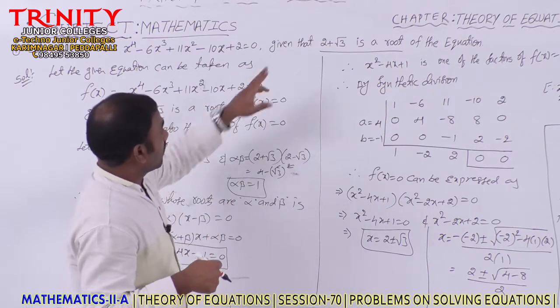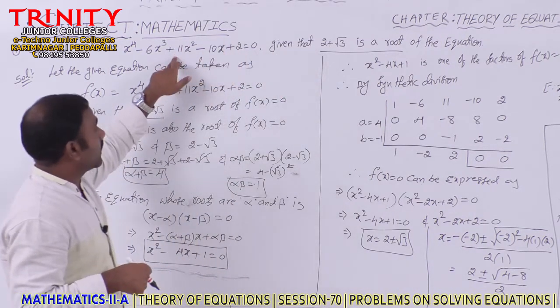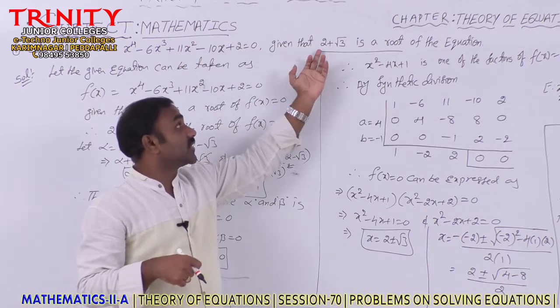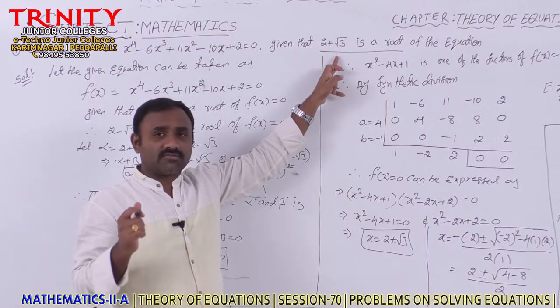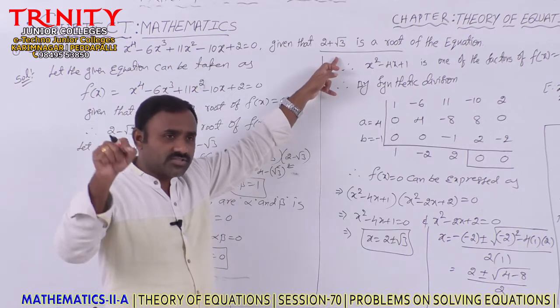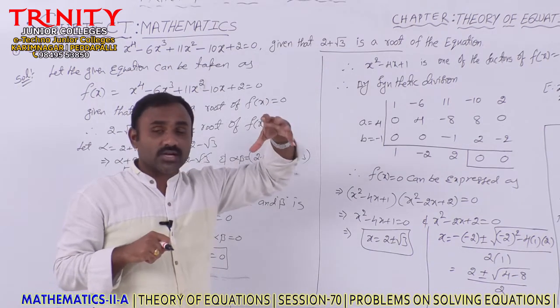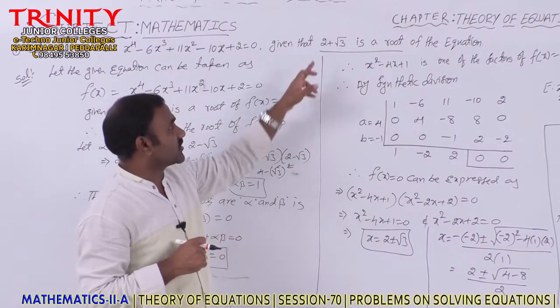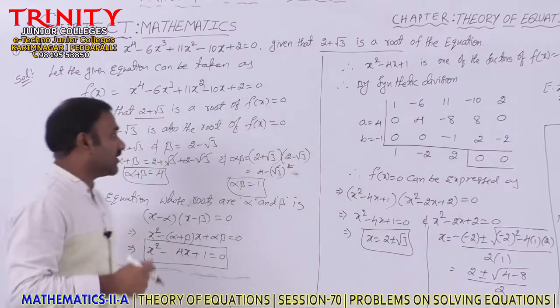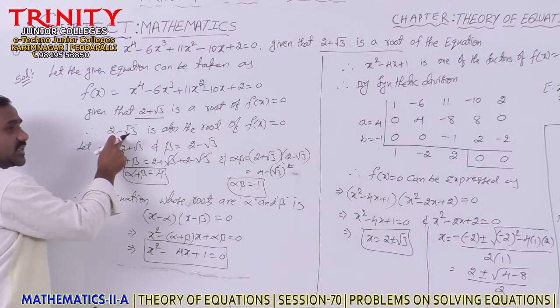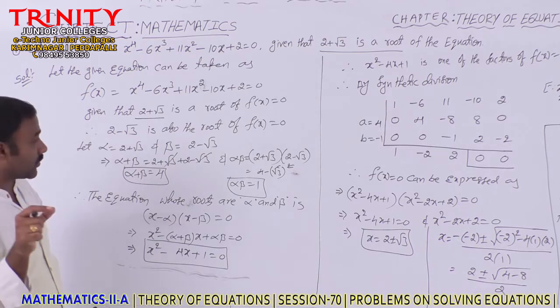Here also one of the roots of the polynomial is given, but that root is an irrational root. Therefore, irrational roots always occur as conjugate pairs. Imaginary roots also occur as conjugate pairs. That's why 2 plus root 3 is one root, then we have considered 2 minus root 3 as the other root. That is a very, very important point here.